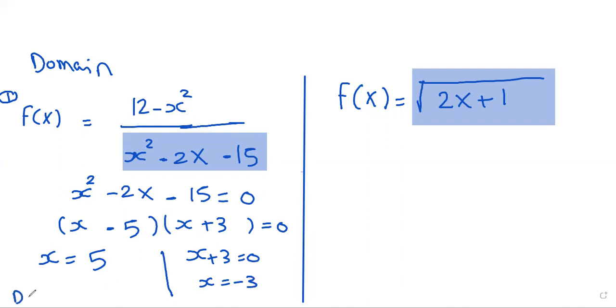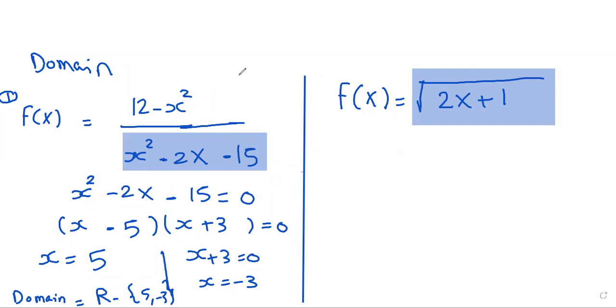Then the domain equals R minus {5, minus 3}. Why 5 and minus 3? Because 5 and minus 3 make the denominator 0. Okay, this is the domain.